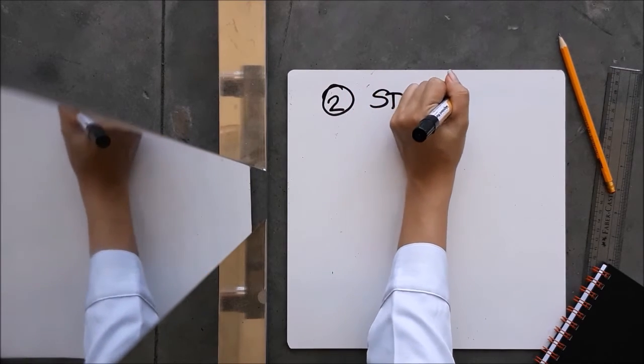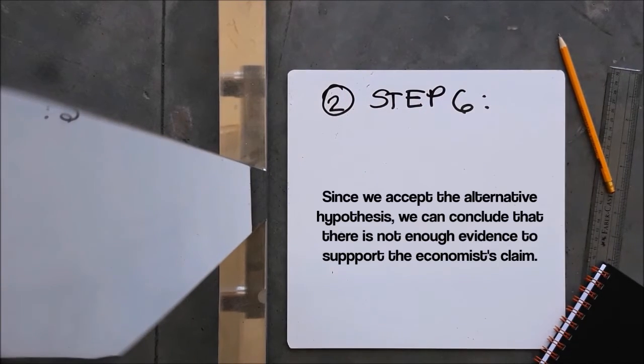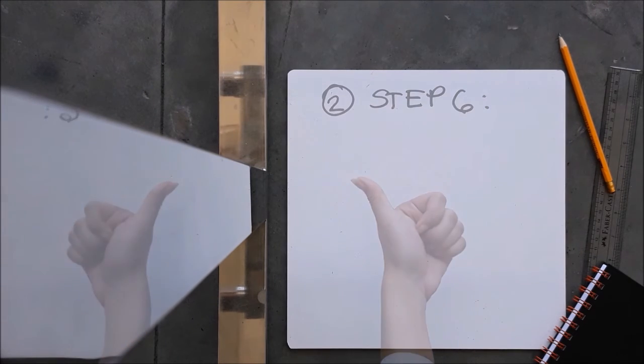Step 6. Conclusion. Since we reject the null hypothesis and accept the alternative hypothesis, we can conclude that the data does not provide evidence to support the claim.